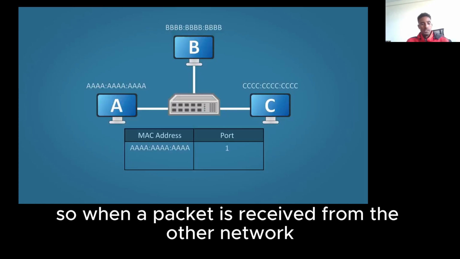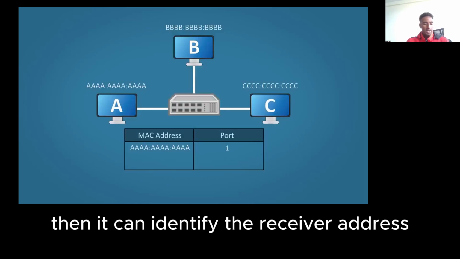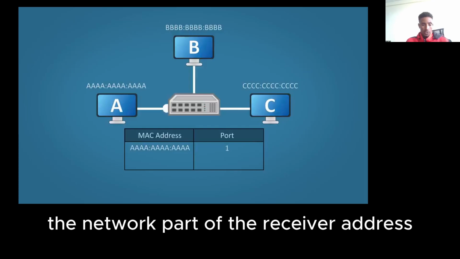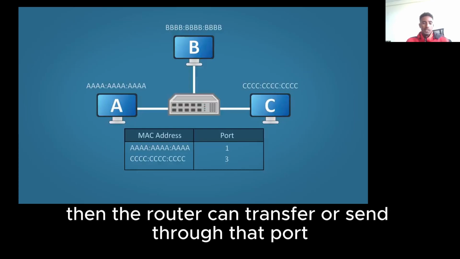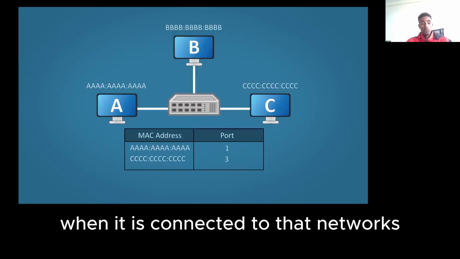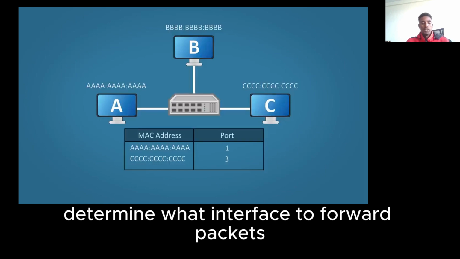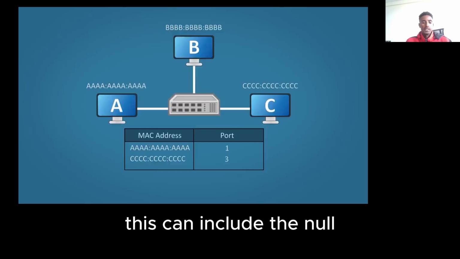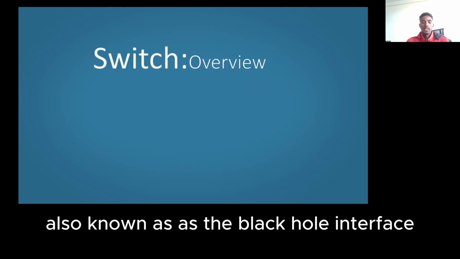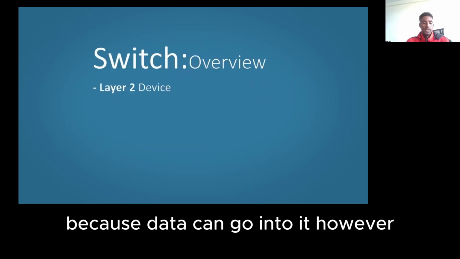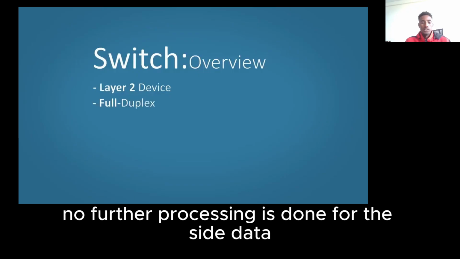So when a packet is received from another network, the router can identify the network part of the receiver address, and then send it through the port that is connected to that network. Router uses the routing table to determine which interface to forward packets to. This can include the null interface, also known as the black hole interface, because data can go into it. However, no further processing is done for that data.